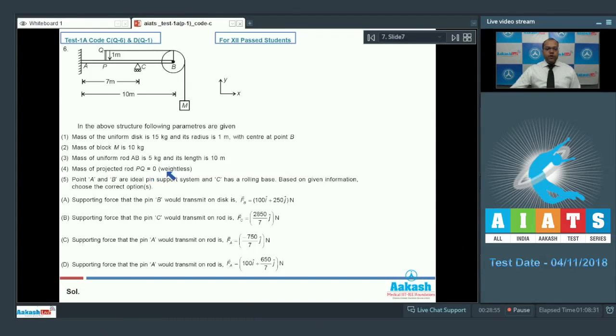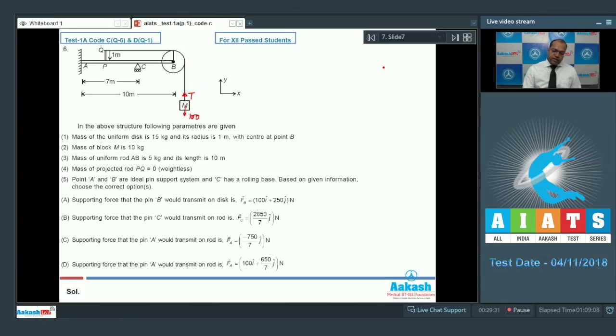Mass of projected rod PQ is equal to 0, that is, weightless. Points A and B are ideal pin supports and C has a rolling base. Based on the given information, choose the correct options. So first of all, let's analyze the situation. If the mass of this block is 10 kg, then the weight acting on this is 100 Newton. So the tension T will be 100 Newton.